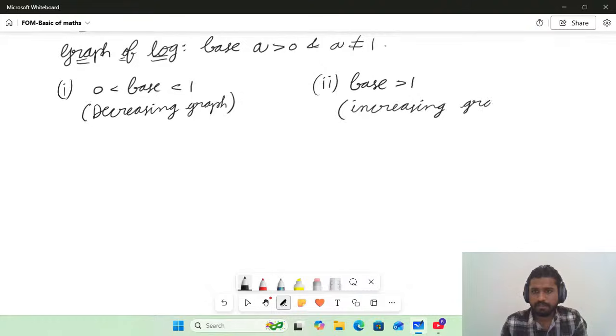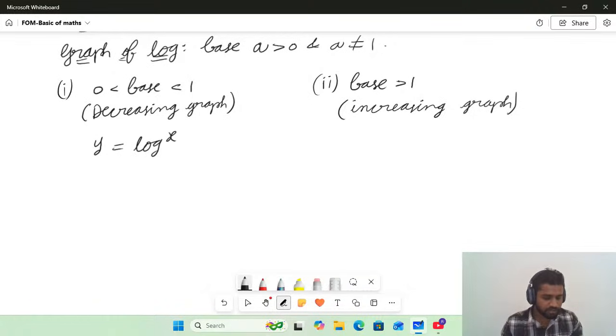It behaves as an increasing graph. If the base is lying between 0 and 1, the graph of the logarithm is a decreasing function, and if the base is greater than 1, the graph of the logarithm is an increasing graph. For example, consider a base which is lying between 0 and 1. Tell me any number between 0 and 1.